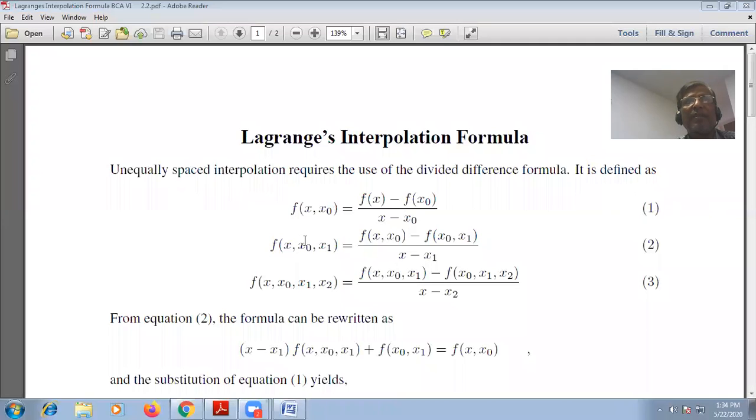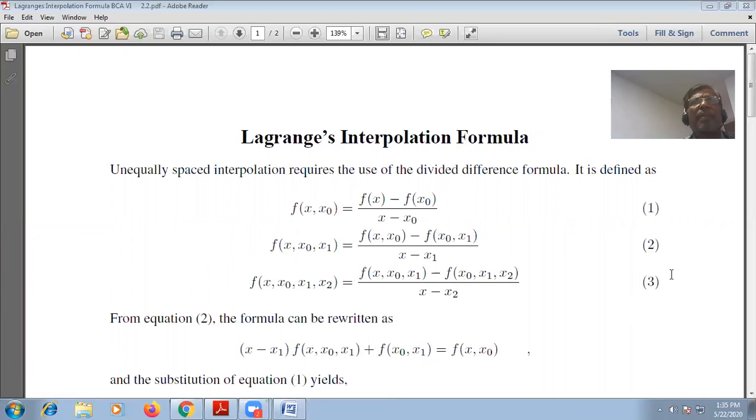If you are taking 3 points, then create pairs like this: x naught, x naught, and x naught x1, divided by the difference of the first and the last. If you are taking 4 points, then create a series of 3: first, second, and third points. Here second, third, and fourth points, and the difference of the first and last point.